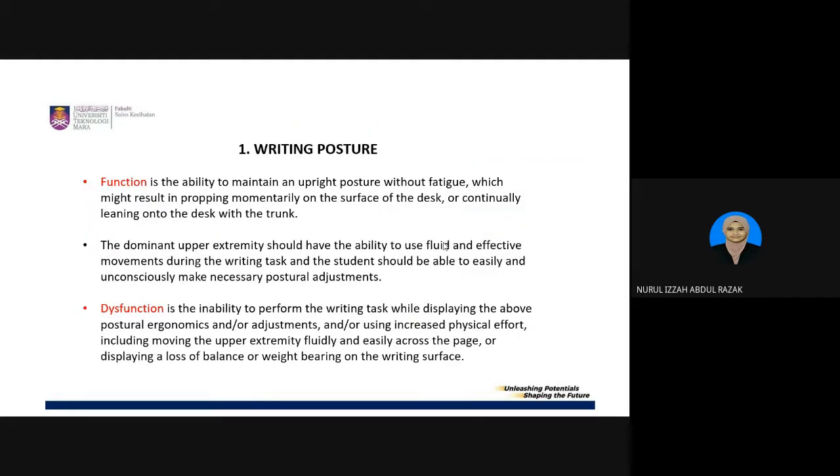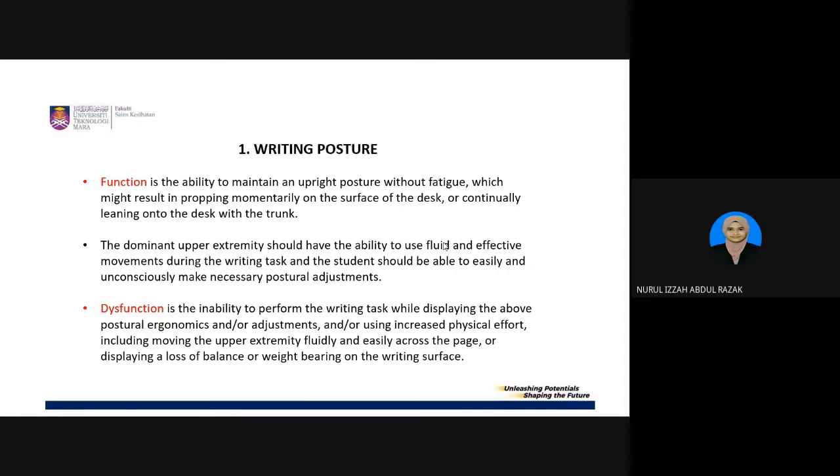Okay, the first one is writing posture. The child is considered to have good function if he can maintain an upright posture without fatigue, which might otherwise result in propping momentarily on the surface of the desk or continually leaning onto the desk. This means the ability to maintain the position without getting tired quickly. Sometimes we see kids lean their body on the desk while writing because they are tired; their endurance is not really good.